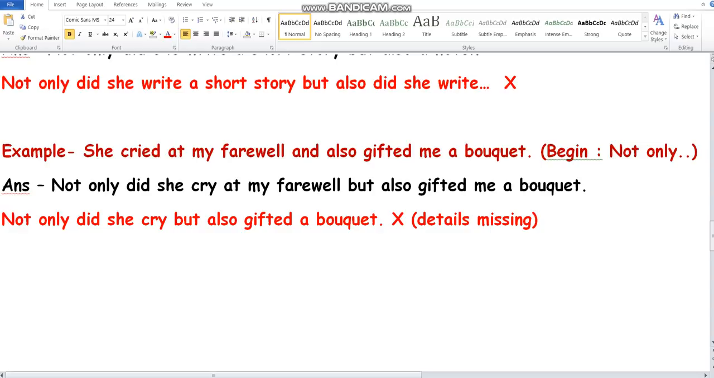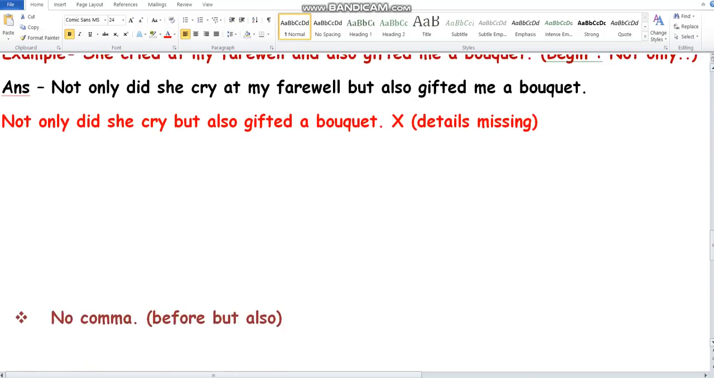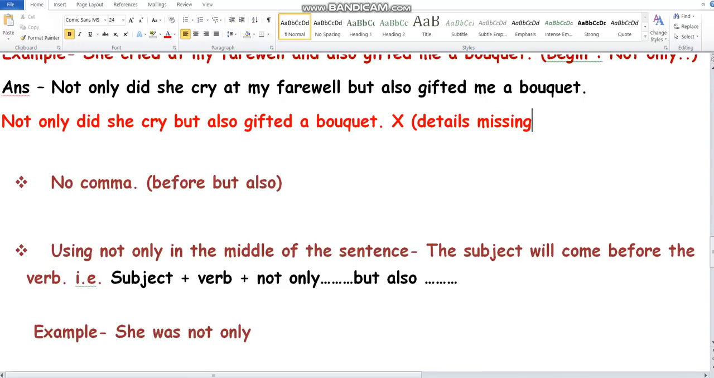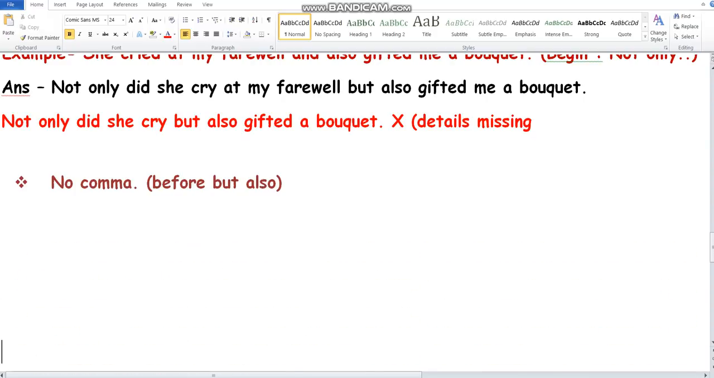Then one last rule, there should not be a comma before but also. You're not supposed to put a comma before but also. I have not put a comma anywhere in the examples. So that was all about beginning a sentence with not only.